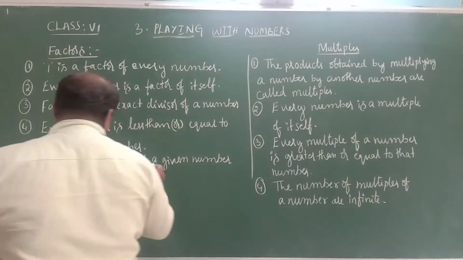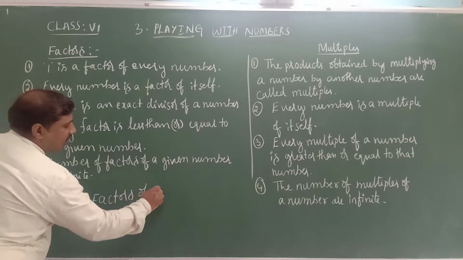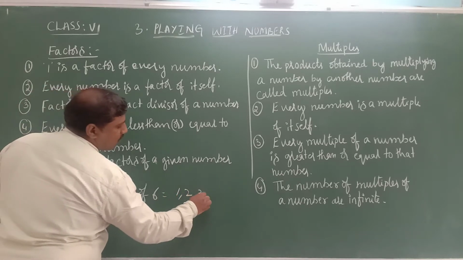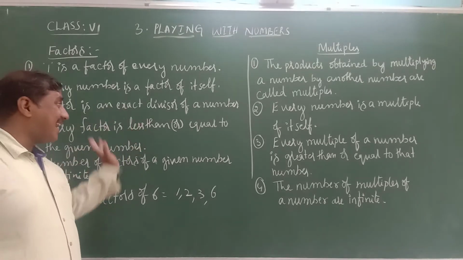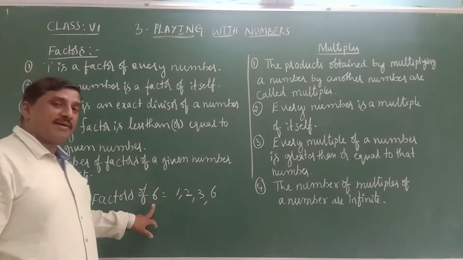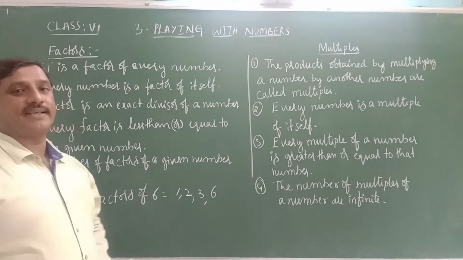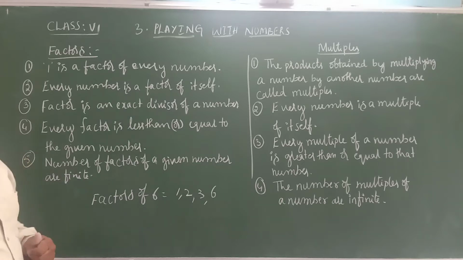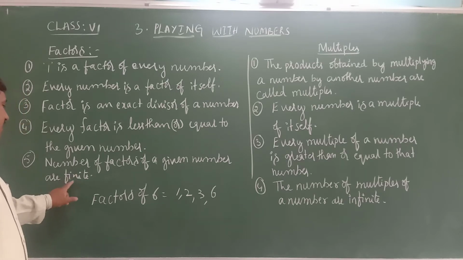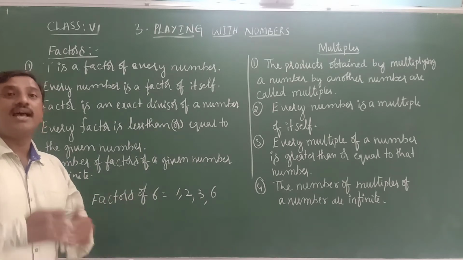For example, as we have discussed, the factors of 6 are 1, 2, 3 and 6. Every factor is less than or equal to the given number. Here the given number is 6, and the factors are 1, 2, 3, 6. 1, 2, 3 are less than 6, and 6 is equal to 6. How many factors are there for a given number? The number of factors of a given number is finite, in the sense, limited.